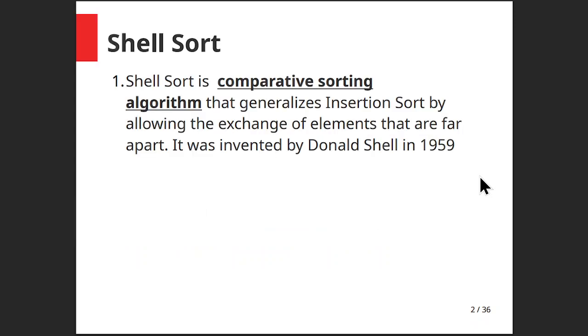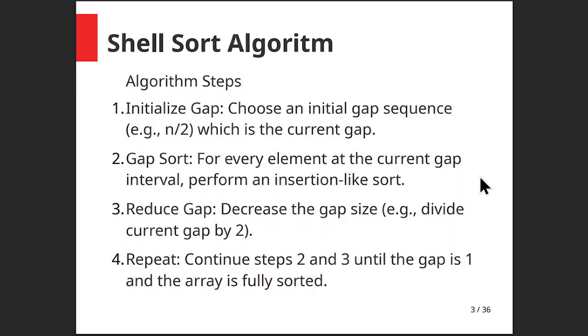So shell sort is a comparative sorting algorithm. It means that in order to arrange the values in ascending or descending order, it compares one element to the other, and then it exchanges those particular values so that they follow a particular order. So shell sort actually uses insertion sort. So this is how the shell sort algorithm works.